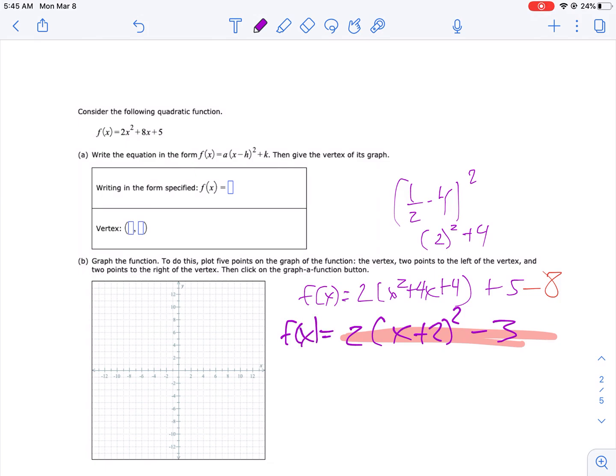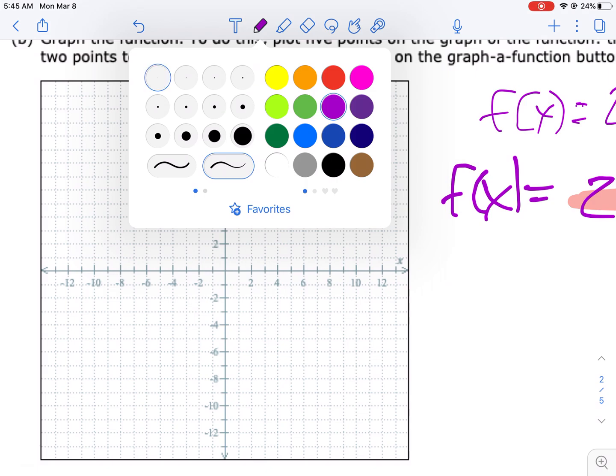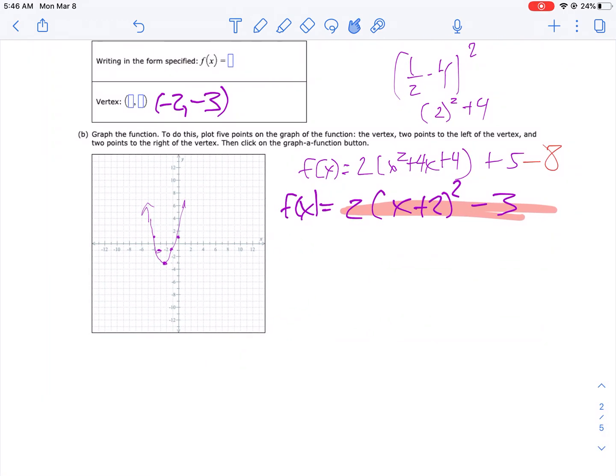So my vertex is at negative 2 and negative 3 because it's x minus h and y plus k. So first thing I'm going to do, I'm going to plot my vertex. So negative 2 and negative 3. There's a 2 in front of it, so that means when I go to the right one, I go up 2. When I go over 2, I go up 4. And then I graph my parabola. Remember, if you don't get a parabola, that means you made a mistake. You want to go back and see if you can find your error.